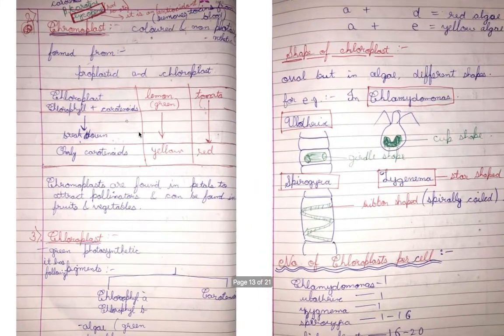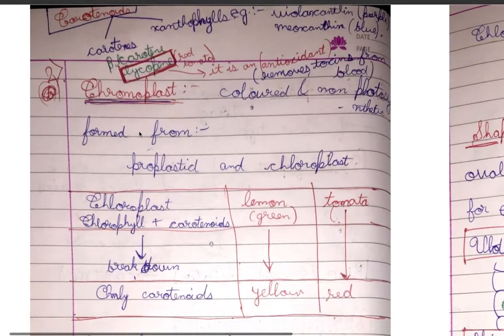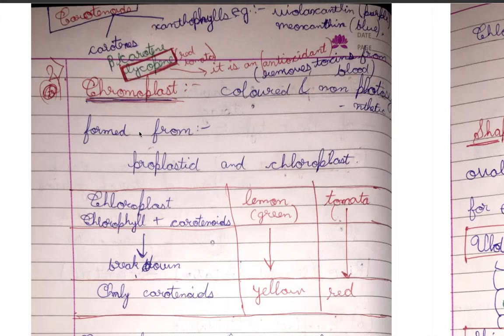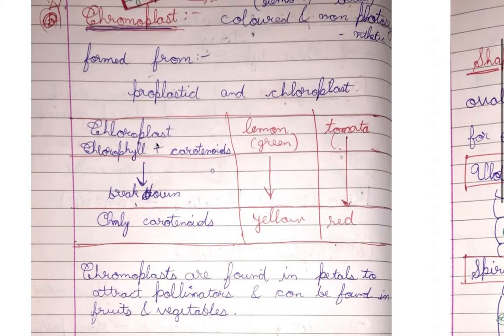Now chromoplasts are colored, non-photosynthetic plastids. They are actually plastids, not pigments, of course. They are formed from proplastids and also from chloroplasts. Chloroplast contains both chlorophylls and carotenoids, we know that, and by the breakdown, only carotenoids are left.